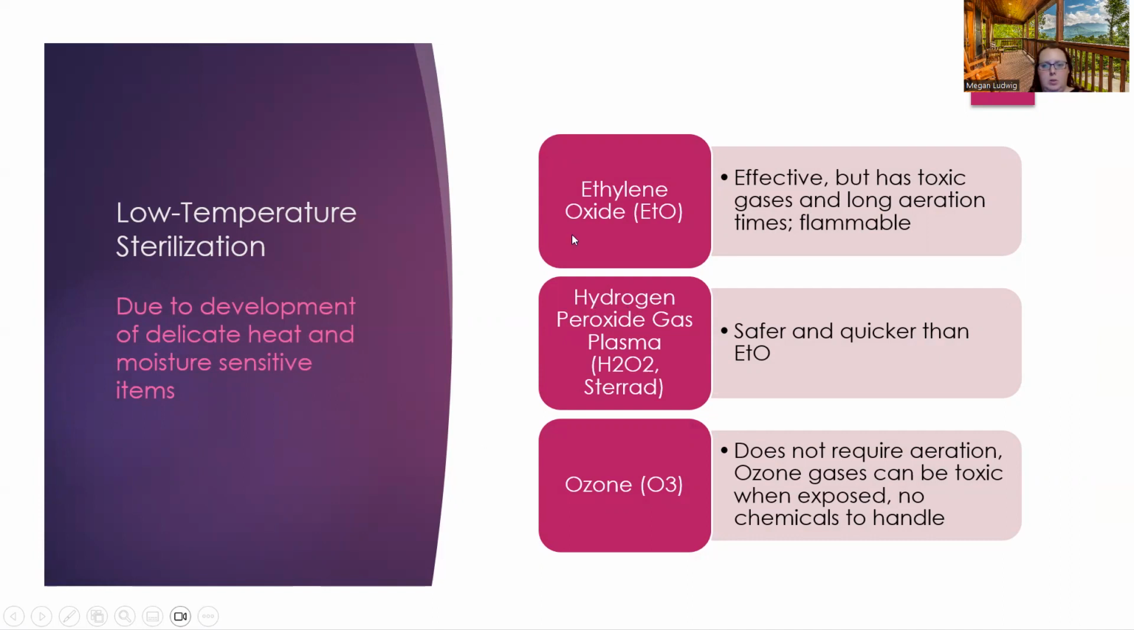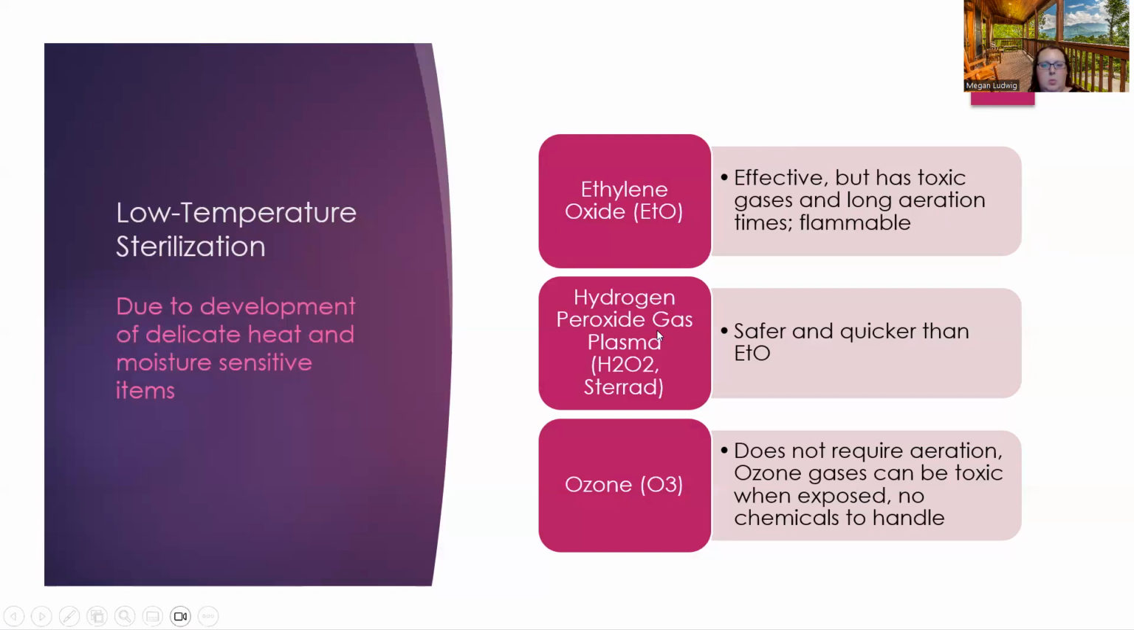So when I talk to you about those chemicals that could be really harmful, ETO is one of them, okay? Ethylene oxide is super effective, but it has toxic gases and very flammable, very long times. So it's not as efficient essentially as if we're talking about steam sterilizers, but sometimes it has to be used for those heat sensitive items.